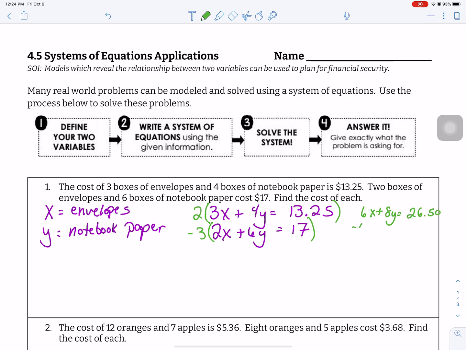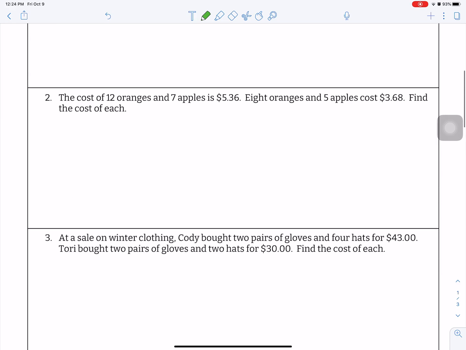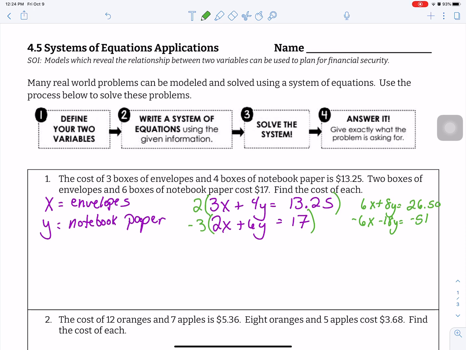Notice I'm not putting the dollar signs in here. Putting in the dollar signs just clutters up our equations. We're going to add that in step 4. So we're just continuing with that elimination method.